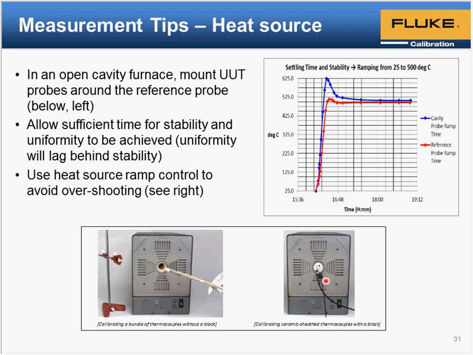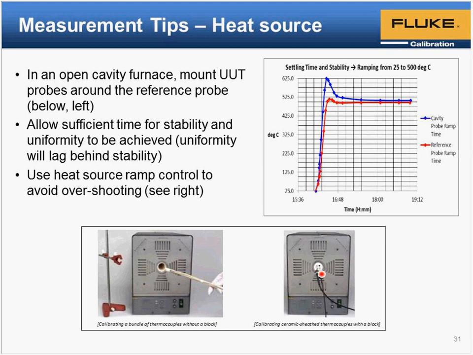The other way is to use an equilibration block or equalizing block. People have different terms to describe basically a thermal mass that helps improve the uniformity of temperature inside the furnace. And it's a four-hole block that's being used on the right side.